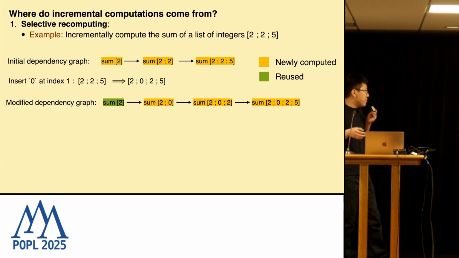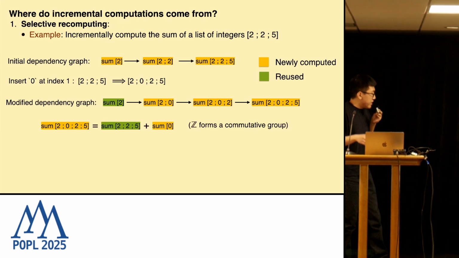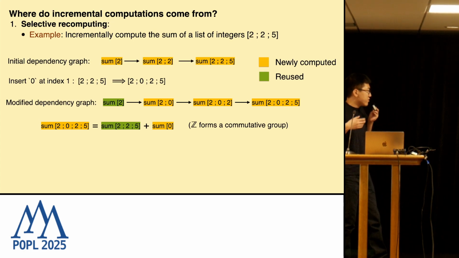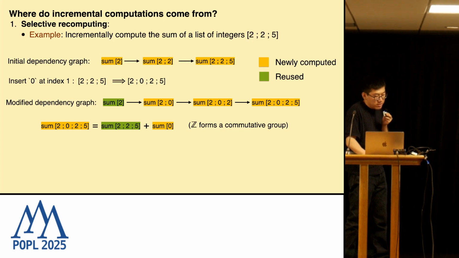newly inserted elements, which results in much wasteful computation, because we know that the integers form a commutative group, so we don't have to care about the order of computation. We only need to add the newly inserted elements to the original result.